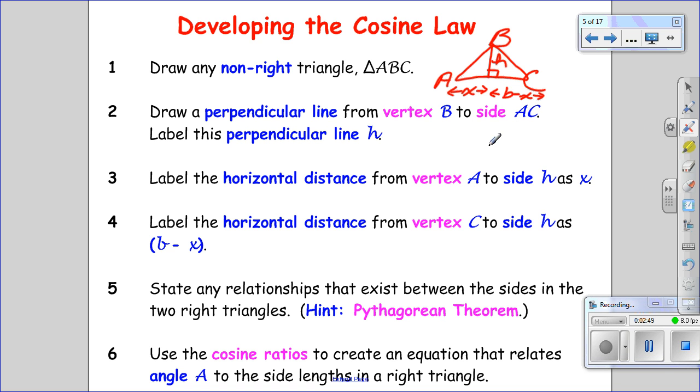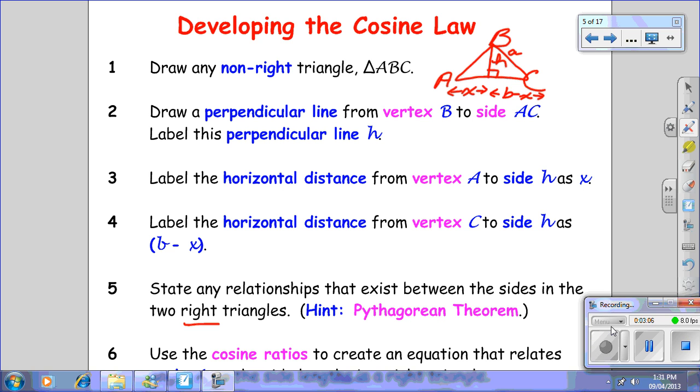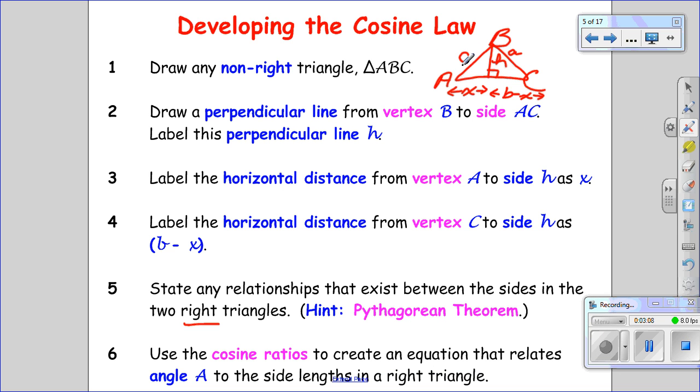Now look at any relationships that exist between the sides of the 2 right triangles. That's pretty straightforward too. I've got h, and I should label this side as a. I've got a squared is h squared plus (b minus x) squared. And in the other triangle, we have side c squared is equal to h squared plus x squared.